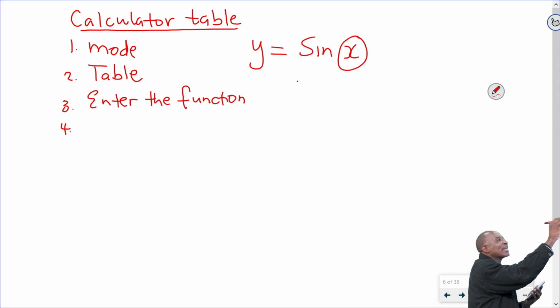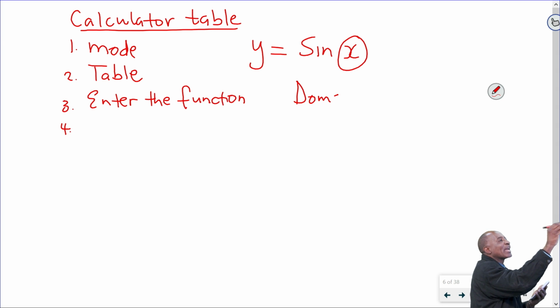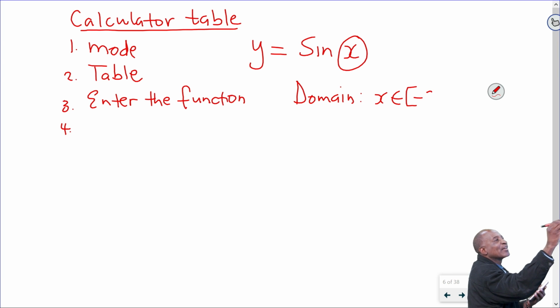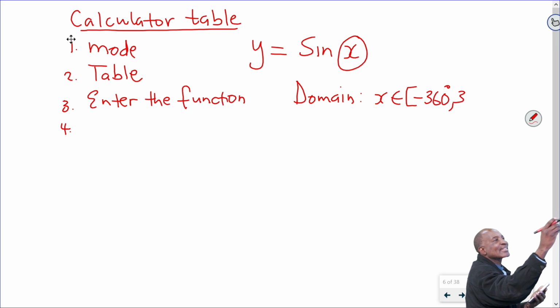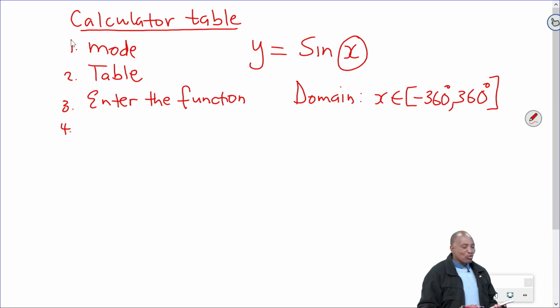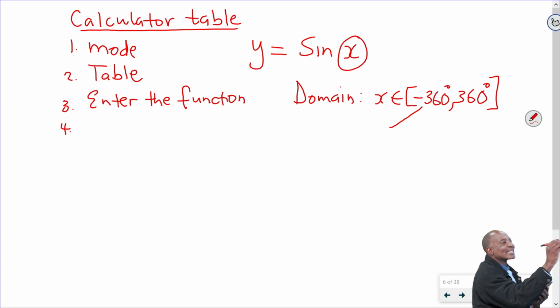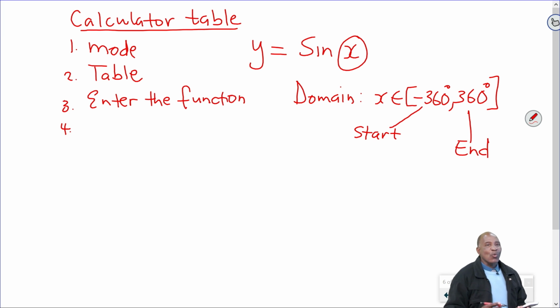Remember, our domain is x is an element of this closed interval from negative 360 degrees to 360 degrees. That is our given domain by the examiner. So that's what you enter. When they say start, it means your starting point is negative 360 degrees. That's where you start, and that's where you end. It's a closed interval. So what am I going to do now?